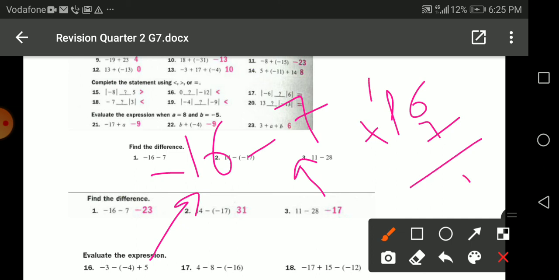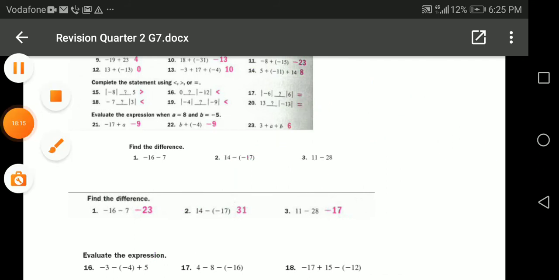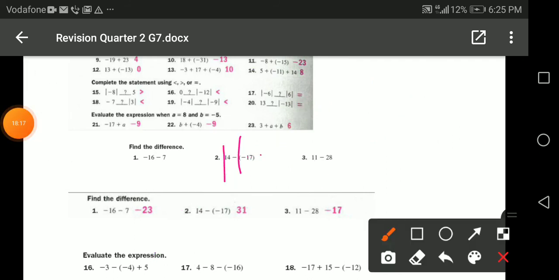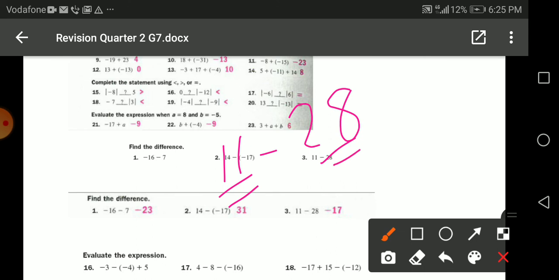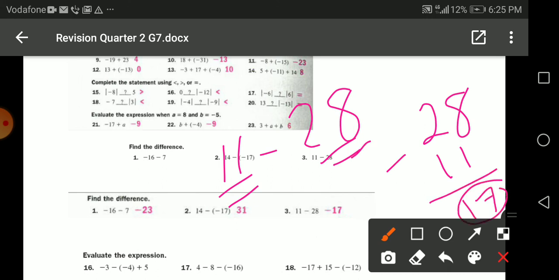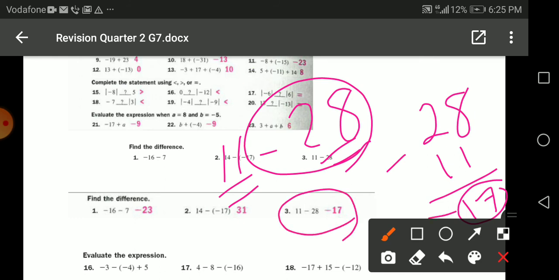7 plus 6, 11. 1 and 1, 2. So 21. Negative 21, the total loss. If I have different signs, so I have here 11 minus 28. I gained 11 and lost 28. So the difference between 28 and 11 is 17. Take the sign of the greater number. So the answer will be negative 17.